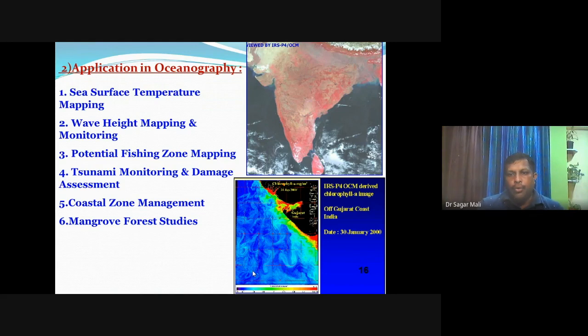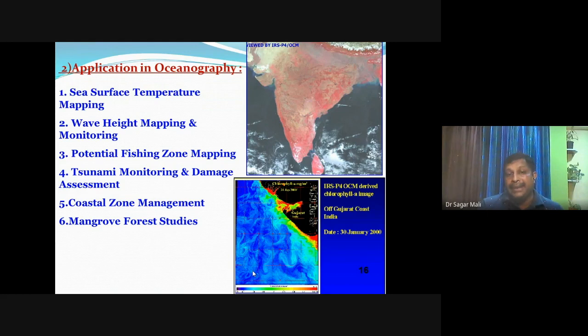We have OCM, Ocean Color Monitor satellites, which continuously observe slight movements in the ocean. Where can we use remote sensing in ocean research, oceanography? First, sea surface temperature mapping. Surface temperature controls the global climate, right? And that's why we continuously monitor the sea surface temperature.